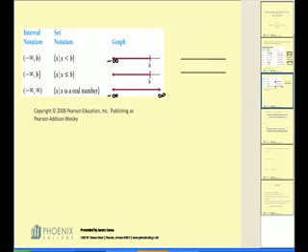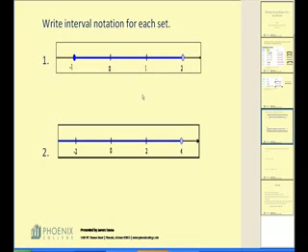Let's take a look at some specific examples. Write the interval notation for each set. This interval starts at -1, goes to +2. It includes -1, so that means we have to use a square bracket. It does not include 2, so we would use rounded parenthesis.